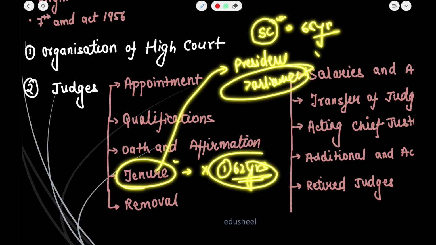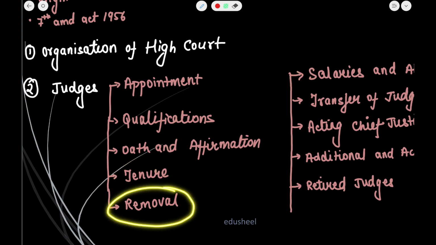Okay, and this is not a constitutional process. The provisions are given under the Judges Inquiry Act of 1968. Now let us see the process of the removal of the judges of High Court.